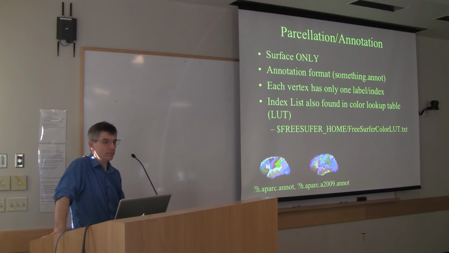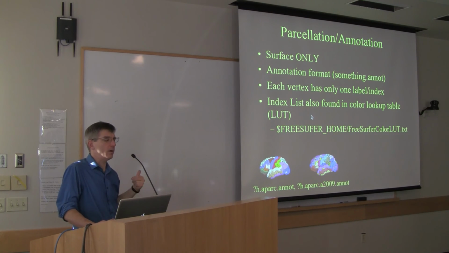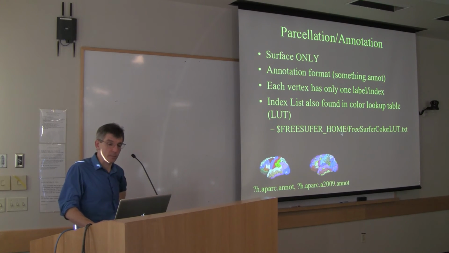Next, we have something called a parcellation, also known as an annotation. These apply only to surface-based labels. The annotations are something .annot, such as lh.aparc.annot or lh.aparc.a2009s.annot. And each vertex, again, has only one label or index. The actual indices and names are stored inside the annotation, although you can also find them in the FreeSurfer color lookup table.